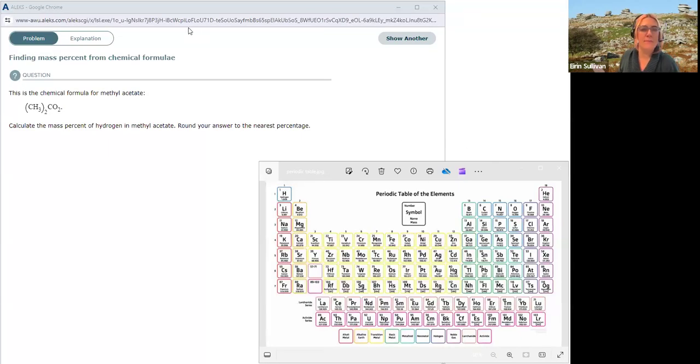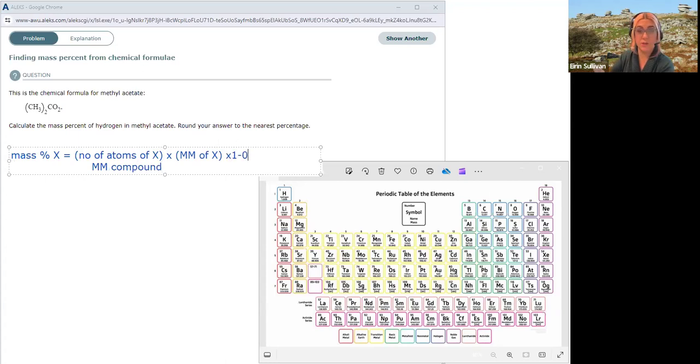So, how do we find mass percent from chemical formulae? The key is you're going to use the molar mass, okay? The mass percent of any particular element, let's call it element X, is going to be the number of atoms of X, whatever that is, multiplied by the molar mass of X, whatever that is. And then you're going to divide that by the molar mass of the compound as a whole that it is in. And then you're just going to multiply by 100 to convert that to a percentage, basically.